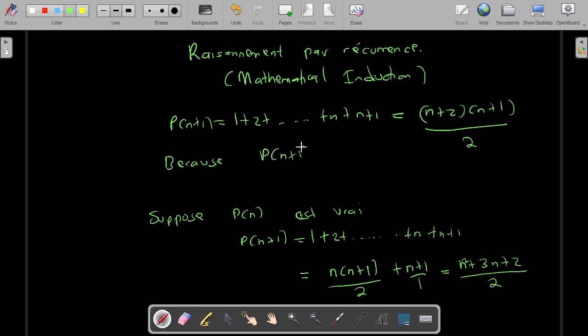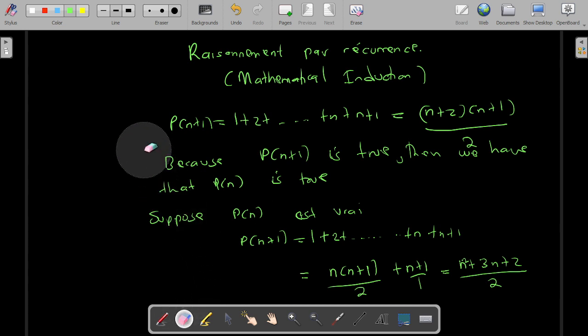So because P of n plus 1 is true, then we have that the proposition P of n is true. So we verified that the basis case was true, and we supposed that the proposition P of n was true, which was our induction step. And then finally we showed that the implication P of n implies P of n plus 1 is also true. So this is our first example.